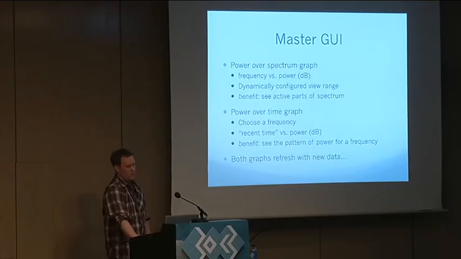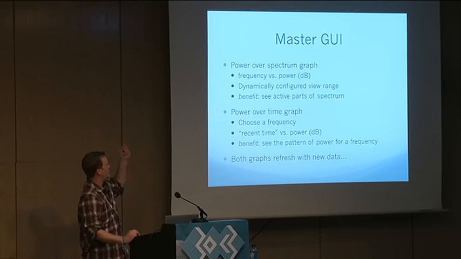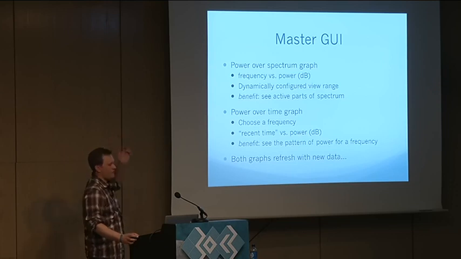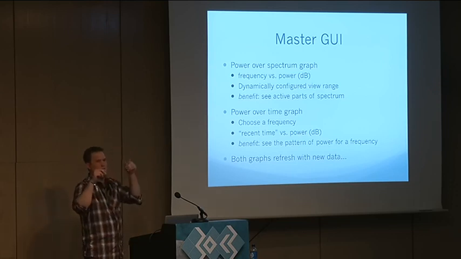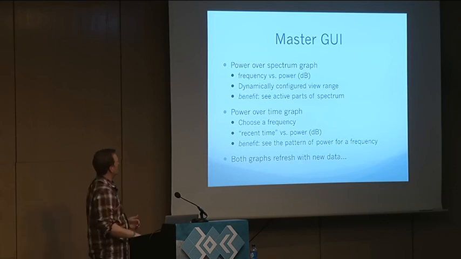Anyway, so the master GUI that I've developed has the power over spectrum graph. This will plot frequency on the x-axis and power on the y-axis, and has a dynamically configured view range. You can basically set min and max so that if you wanted to hone in just on the FM band and look at 85 FM to 110 FM or something like that, you can get just that chunk and see it in much more detail.